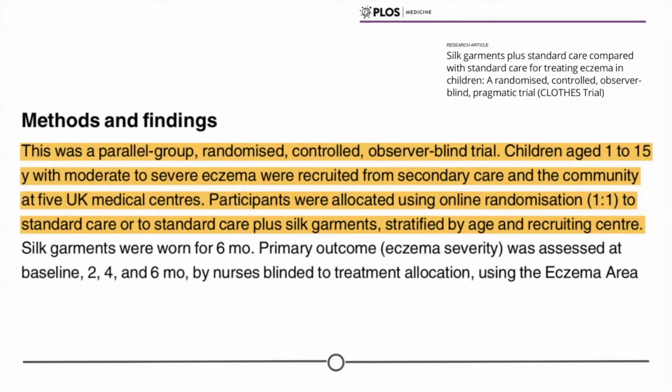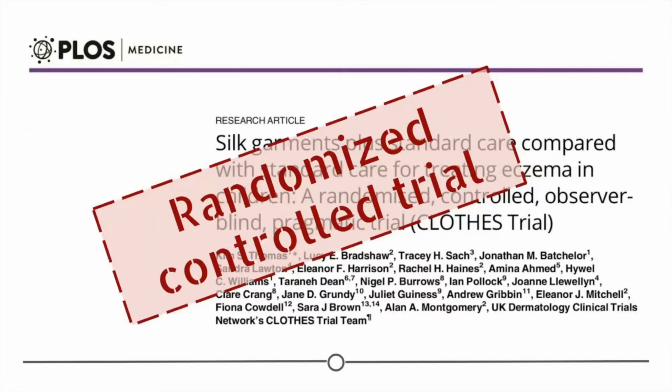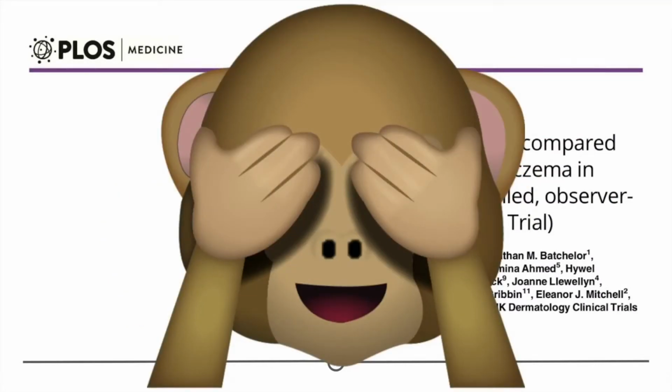So there's some key words here, and they are randomized, controlled, observer blind, 1-to-1 randomization, stratified by age and recruiting center, standard care, and standard care plus silk garments. From these key words, we can glean that this was a randomized controlled trial. The term blind means that the treatment was not revealed. Studies are double-blind if the patient and the person observing the response to the treatment both do not know the treatment assignment.